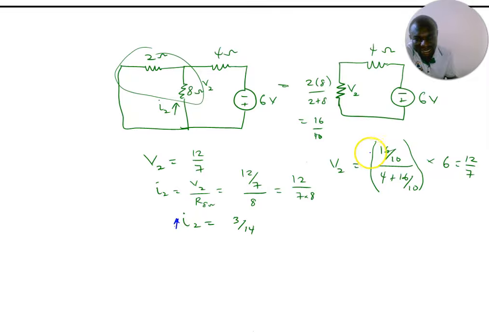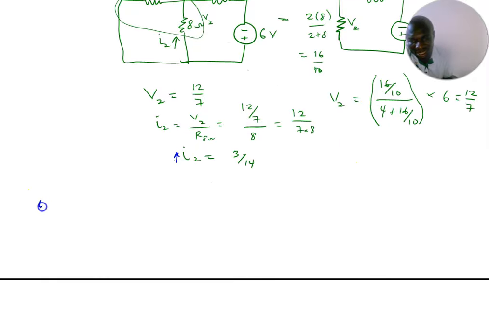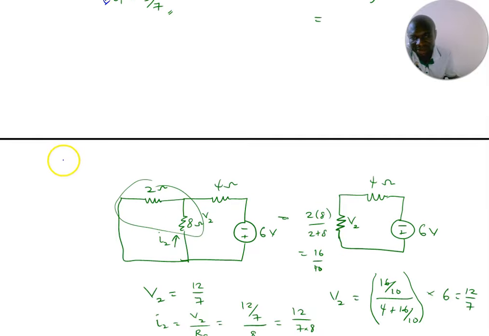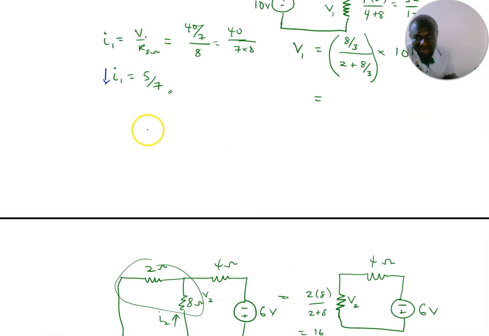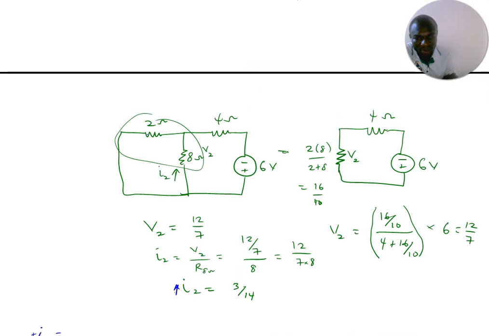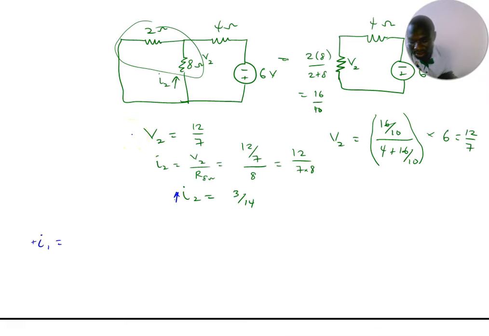So how do you find it? Let's write them down. We had I1 to be positive, because it's moving in the direction of the main current, which is 5 on 7, right? That was the value for I1. I1 was 5 on 7. And I2, which is moving upward, so negative, is giving us 3 on 14. So this one, the current is moving upwards and the current is moving downwards.